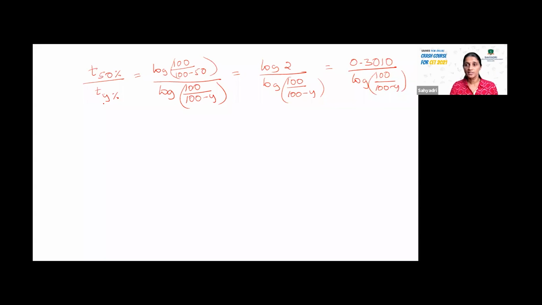No, it is not 0.693, Satvik. That is what I said. It is log 2 only, because that 2.303 is getting cancelled here. Understood? That's why you don't take that 0.693 here.